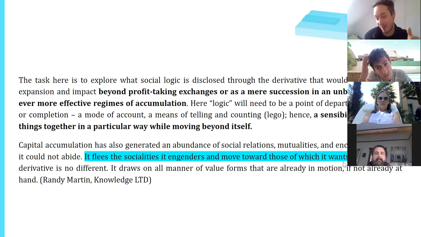So that paragraph actually is the one that you had called in when we were on the call a few weeks ago. So capital accumulation has also generated an abundance of social relations, mutualities, and encumbrances that it could not abide. It flees the socialities it engenders and moves towards those of which it wants but a part. The derivative is no different. It draws on all manners of value forms that are already in motion, if not already at hand. And I like that perspective from an abundance that might be somehow obfuscated or obscured.